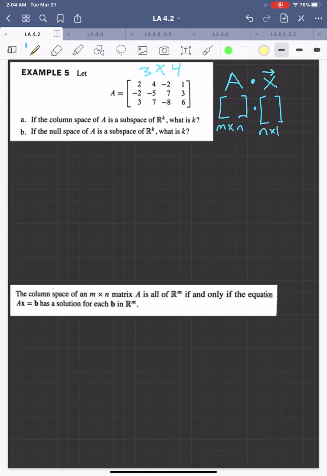All right, and still in section 2 of chapter 4, let's see if we can now actually contrast the null space and a column space, right? So we're going to jump into example 5, and the goal is to see if we can contrast these two different spaces. All right, so let me go ahead and read.